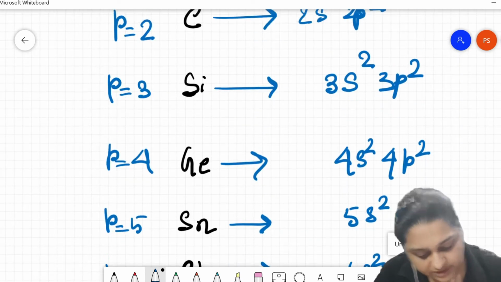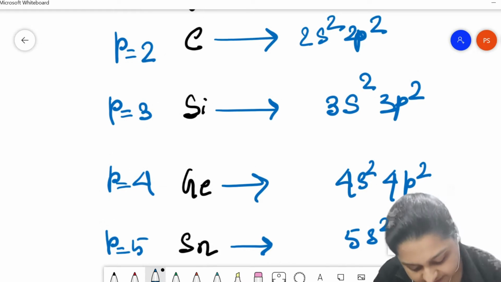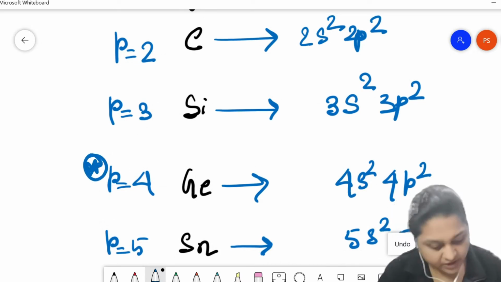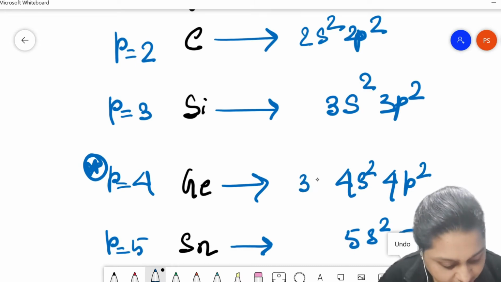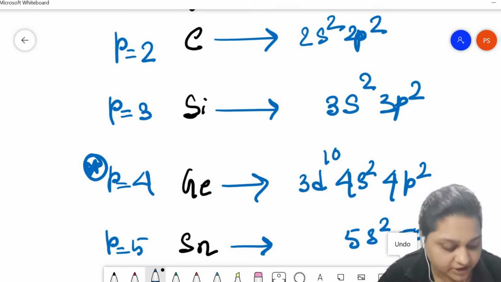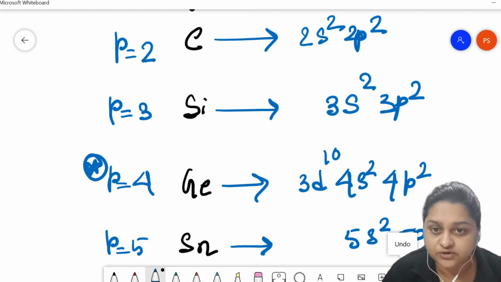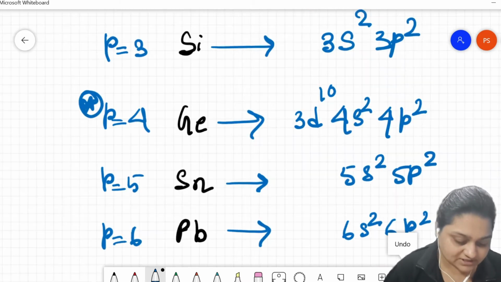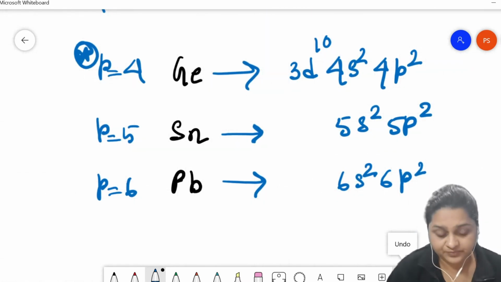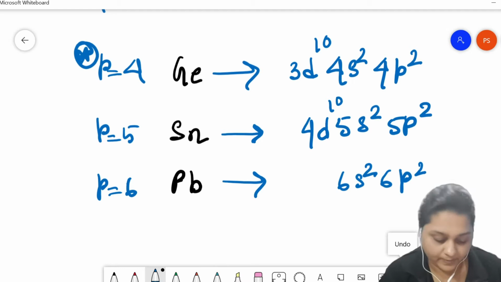In a similar way, the fourth period element, that is the third element, germanium, has anomalies in the electronic configuration. The 3d penultimate shell is filled with 10 electrons and it is included in the valence shell, and the electronic configuration for germanium becomes 3d10 4s2 4p2. This trend is followed in tin and the electronic configuration becomes 4d10 5s2 5p2.